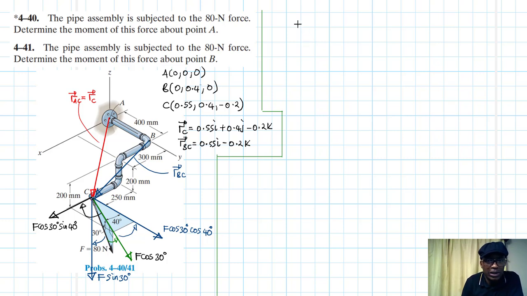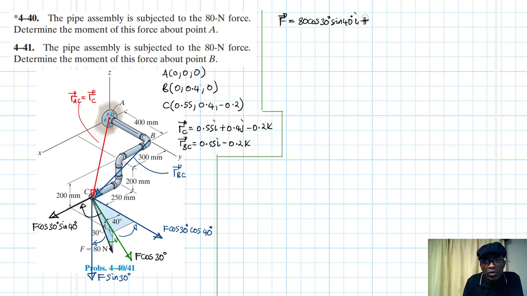So we have everything that we need. So let's write down the force. Our force is equal to the component in the x, which is equal to F, which is 80 cos 30 positive sine 40 I.